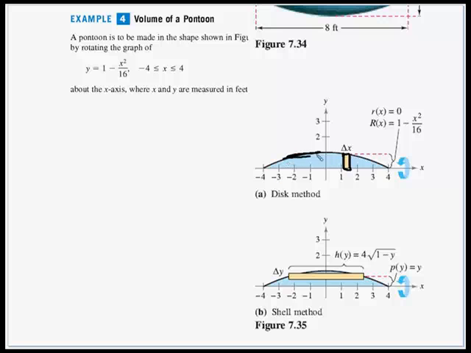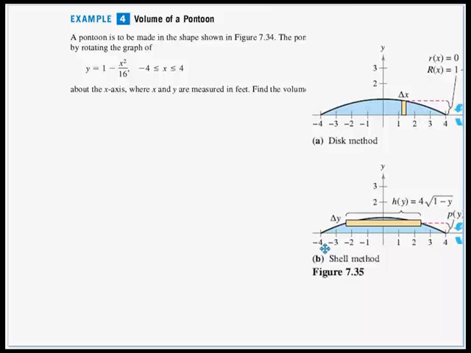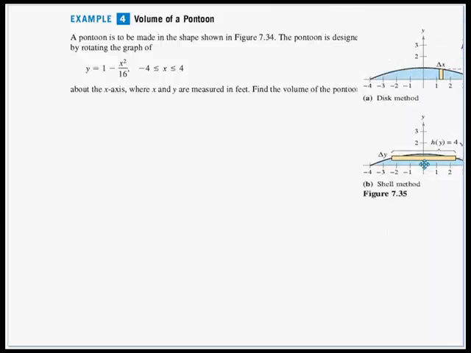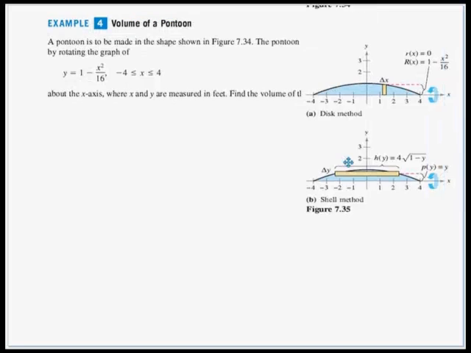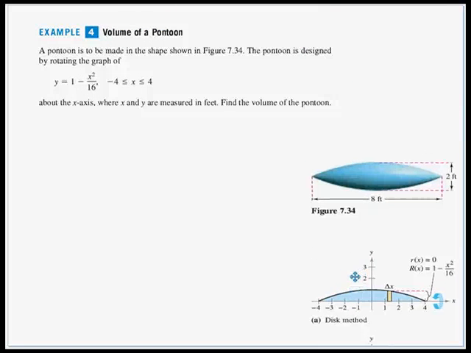We have our upper curve will be the function 1 minus 1/16 x squared. Our lower curve would just be the x-axis, or 0. So we have our upper curve minus lower, and that never changes. Pretty simple setup. This problem would be easier to do with the disk method. It is possible with the shell method, but why should we work harder than we have to? Work smarter, not harder. So let's set this up using the disk method.